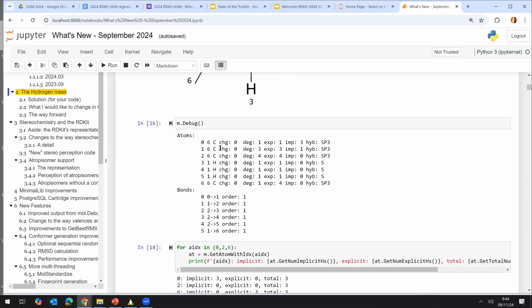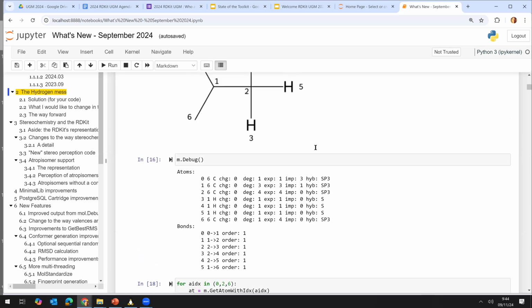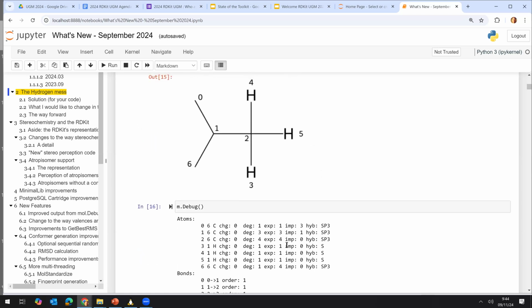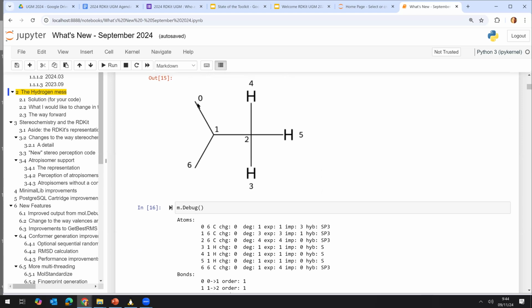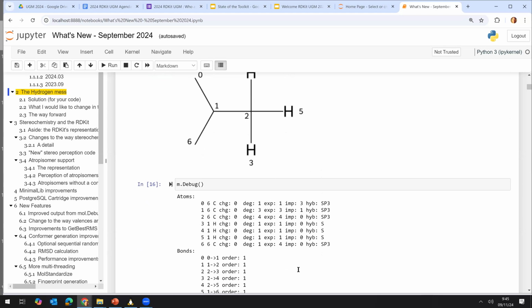But you can see, for each atom, it shows you the charge, the degree, that's the number of neighbors it has, the explicit valence, the implicit valence, and then the hybridization. And then what you can see is atom zero has an implicit valence of 3 and an explicit valence of 1. And then atom 6, which is exactly the same as atom 0, has an explicit valence of 4 and an implicit valence of 0. It is what it is.